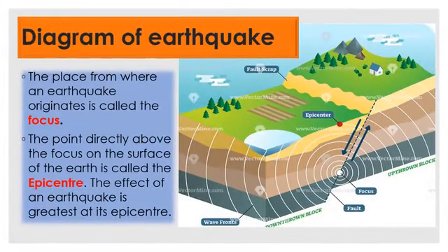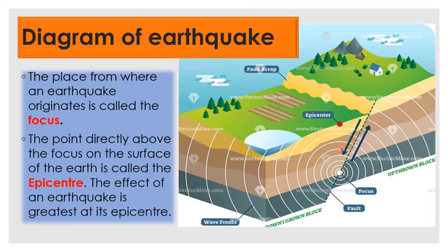Now let's understand the earthquake with the help of a diagram. The place from where the earthquake originates is called the focus. So the place where two tectonic plates are in movement, whether they are colliding, separating or subsiding, there is a weak point. That weak point is called the focus from where the earthquake originates.